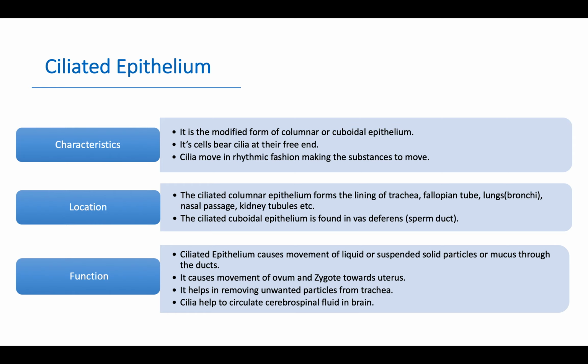Functions of ciliated epithelium. Ciliated epithelium causes movement of liquid, suspended solid particles or mucus through the duct. It causes movement of ovum and zygote towards the uterus. It helps in removing unwanted particles from the trachea. Cilia help to circulate cerebrospinal fluid in the brain.